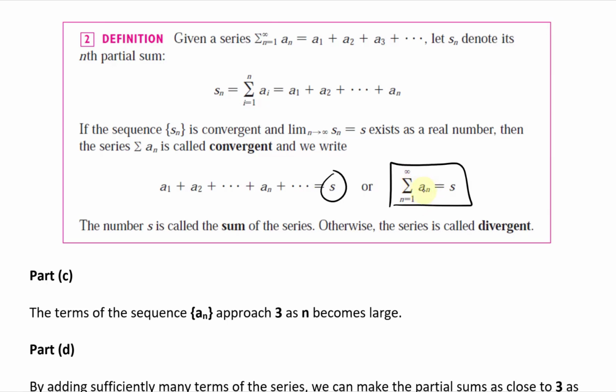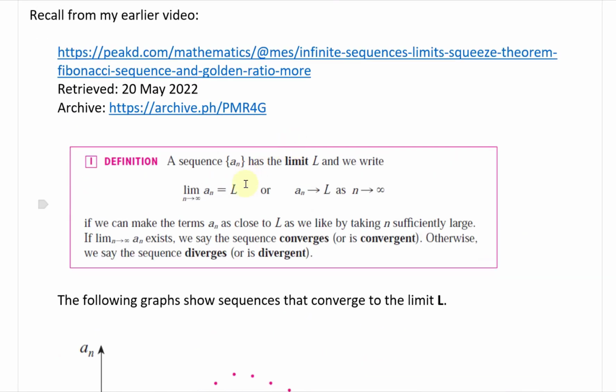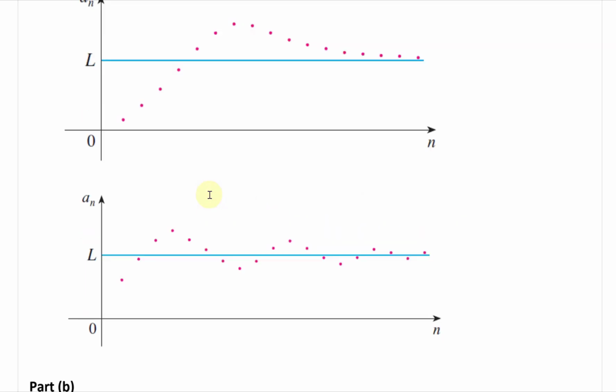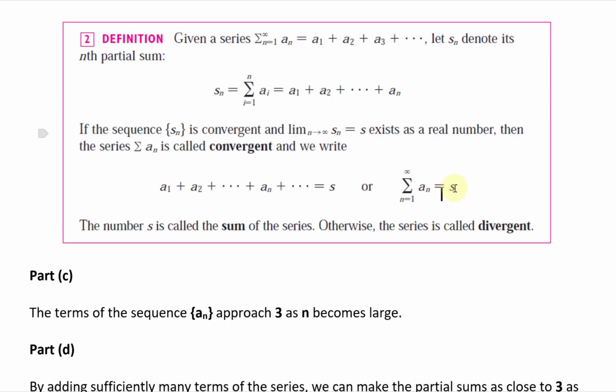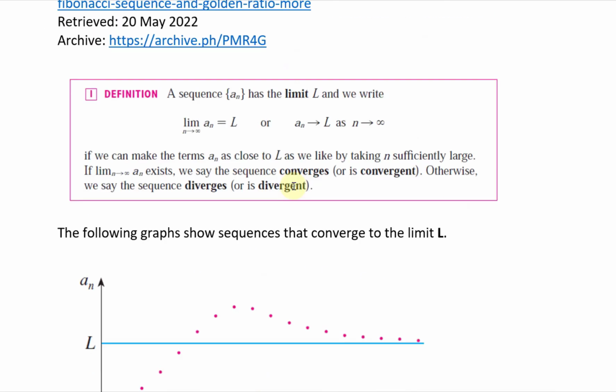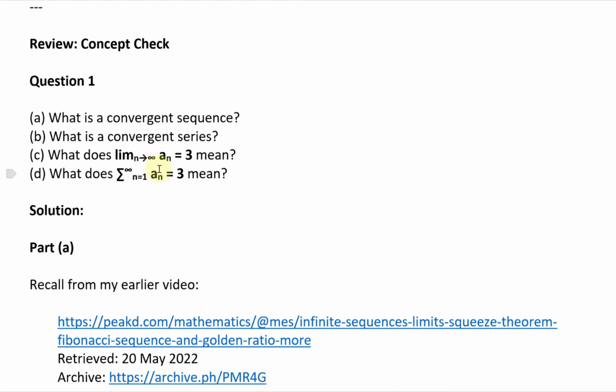So basically, this one is just the limit of the sequence of numbers. This one is the limit of the summation of the sequence. So that's a series. The number S is called the sum of the series. Otherwise, the series is called divergent if it doesn't approach a number. So yeah, that is a convergent series. And now let's look at part C.